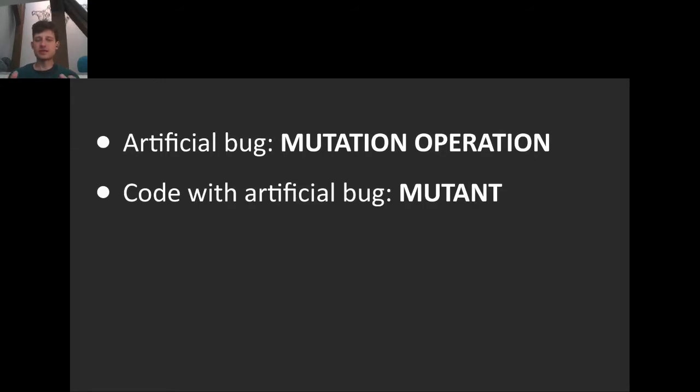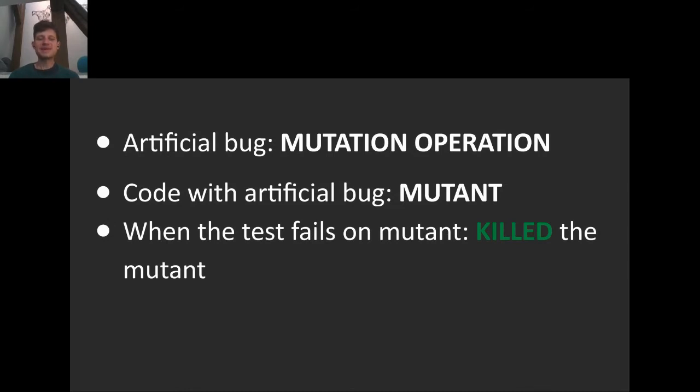For the rest of the talk, I will show you how it works in practice, but first let me introduce the terminology we will use. The artificial bug we just created is called a mutation operation. The code with the artificial bug is called a mutant. When the test fails on the mutant, it's good, because we know that the test is good.